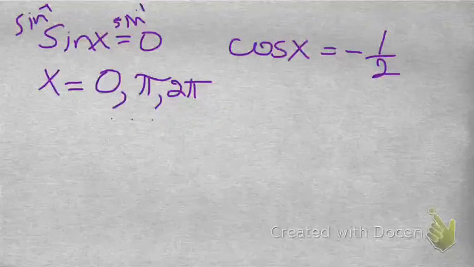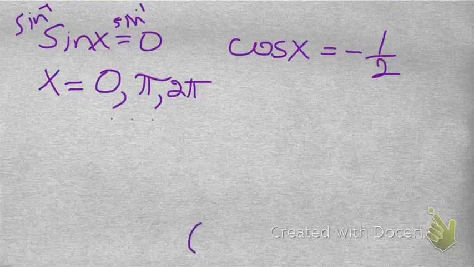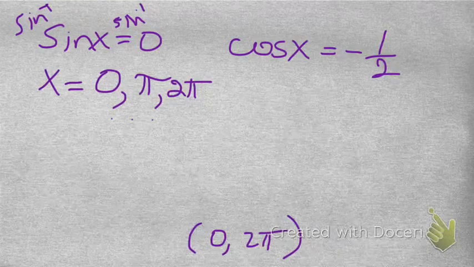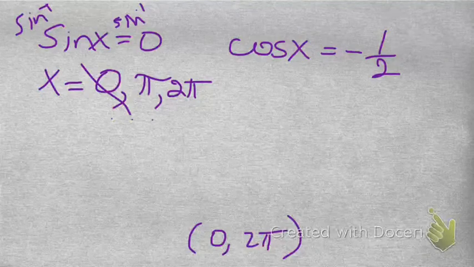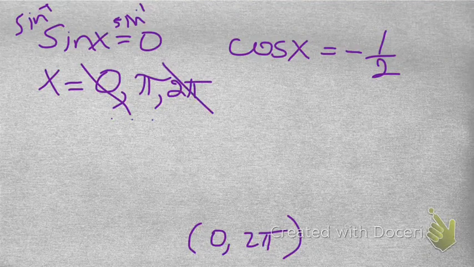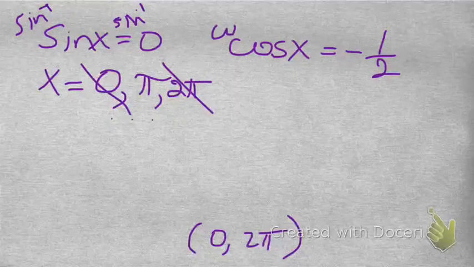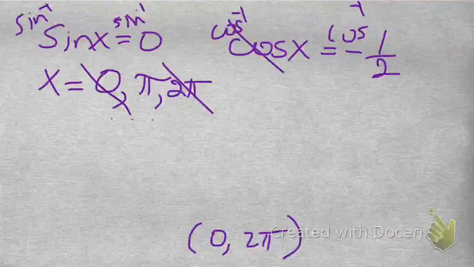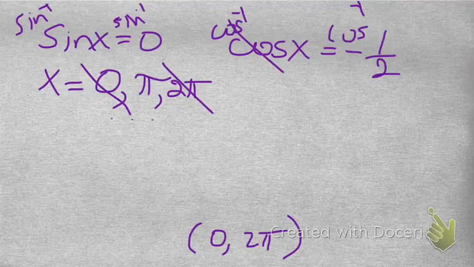But recall that we're only looking between 0 and 2 pi, and we're not including those endpoints. So I'm going to scratch this from our list of things to look at. Scratch that. Now then, on the other side, the places on the unit circle where the x value is going to be negative a half has to be in quadrants 2 and 4, where x is negative.